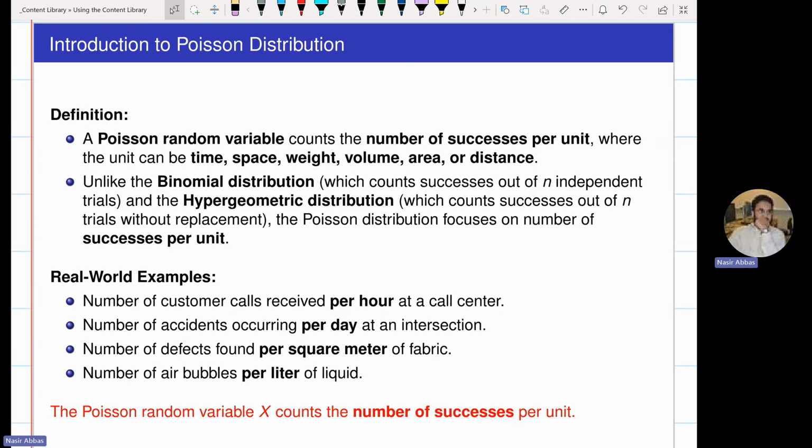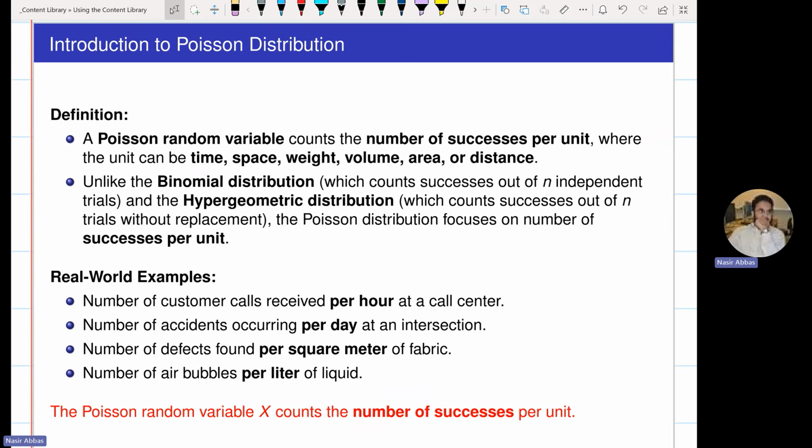Now see the difference between the three of them. Binomial distribution counts the number of successes out of n independent trials. Hypergeometric distribution counts the successes out of n trials without replacement. Poisson focuses on the number of successes per unit. Key is per unit, any unit.